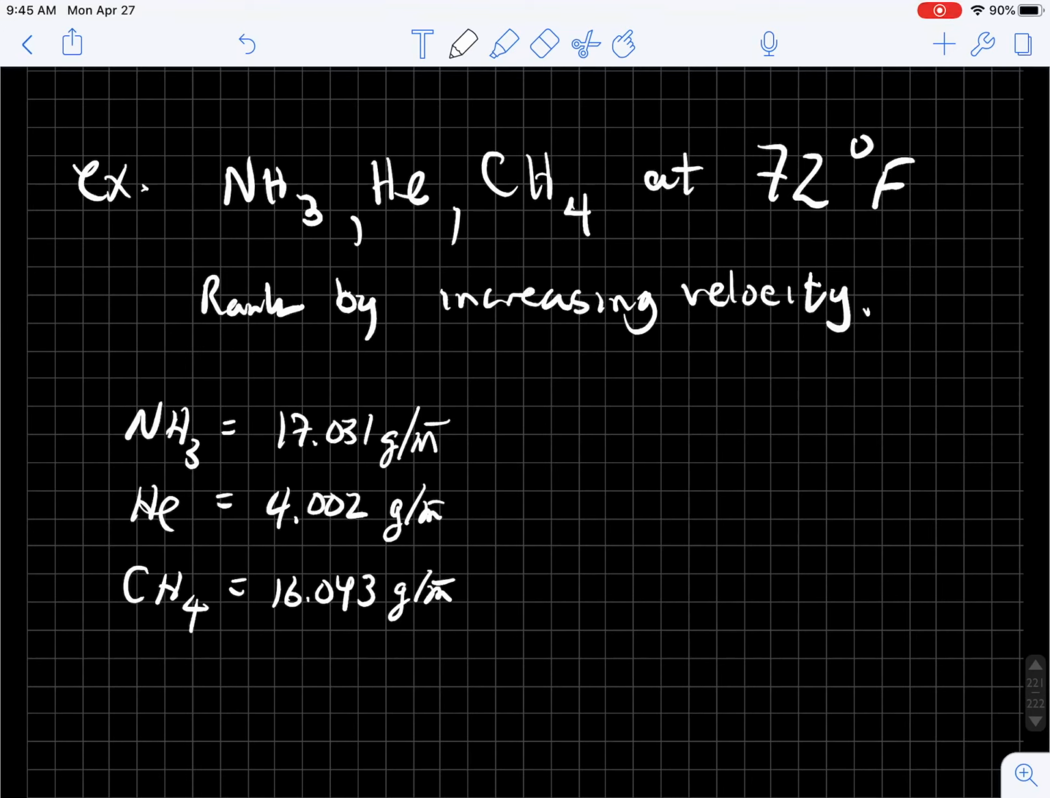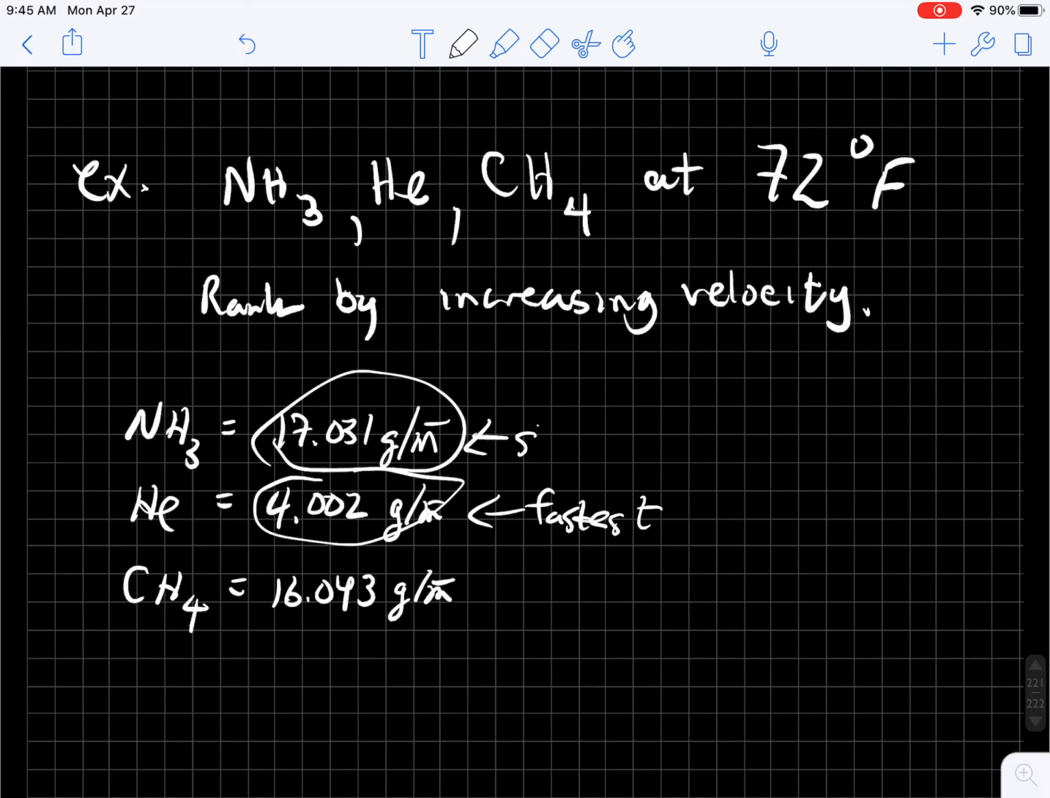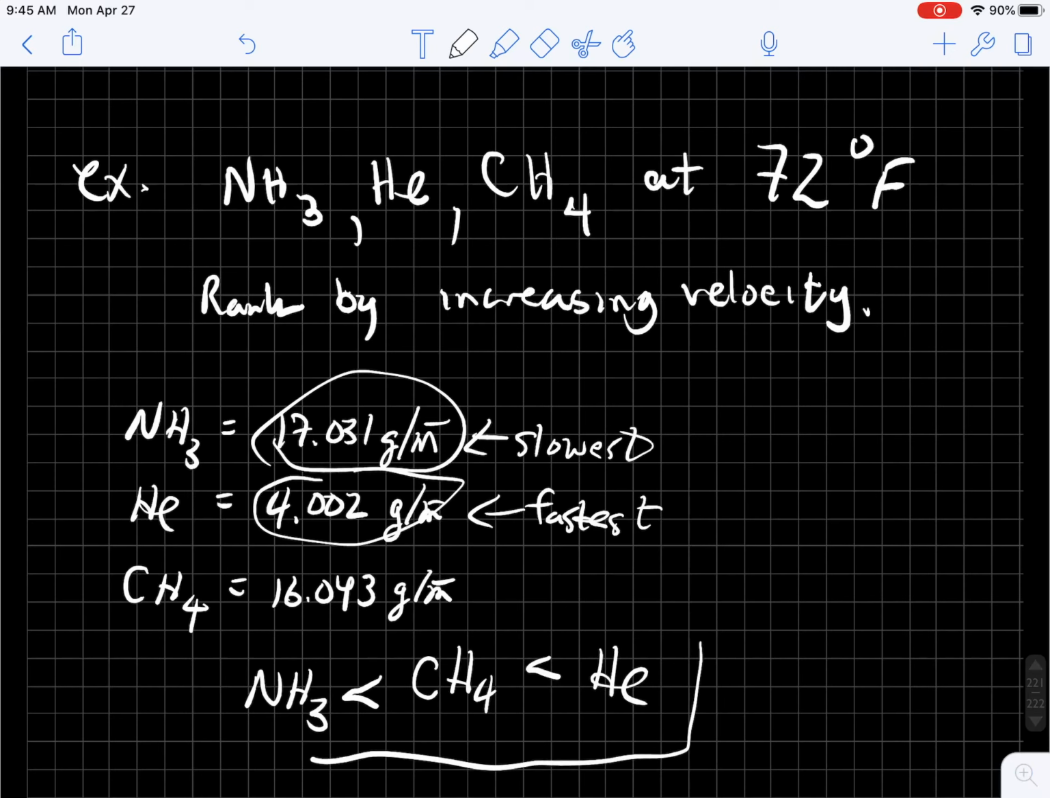All right, so this is going to be my lightest, so this is going to be my fastest. And this is going to be my heaviest, so this is going to be my slowest. So if we go towards increasing velocity, we would say that ammonia has less velocity than methane, which has less velocity than helium.